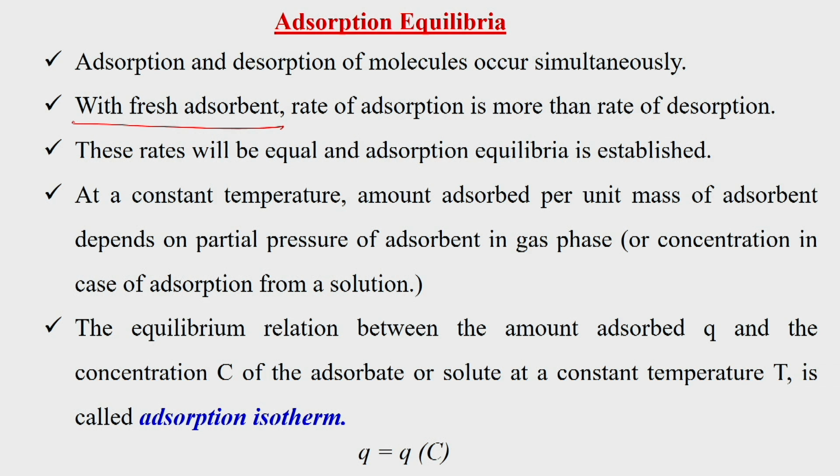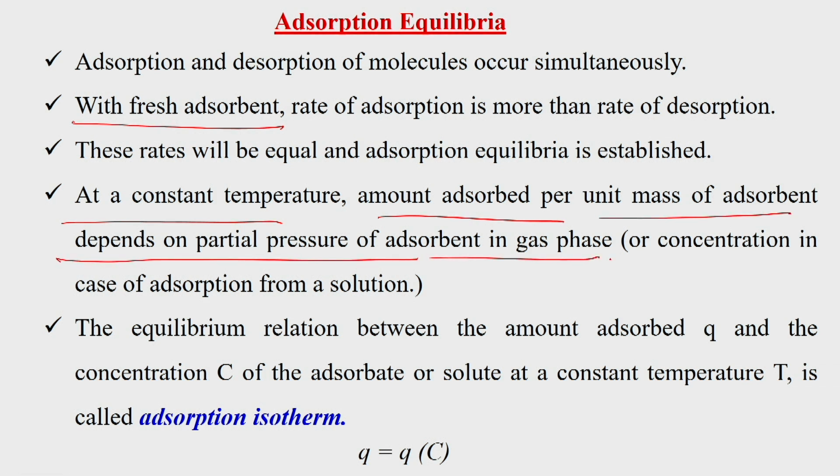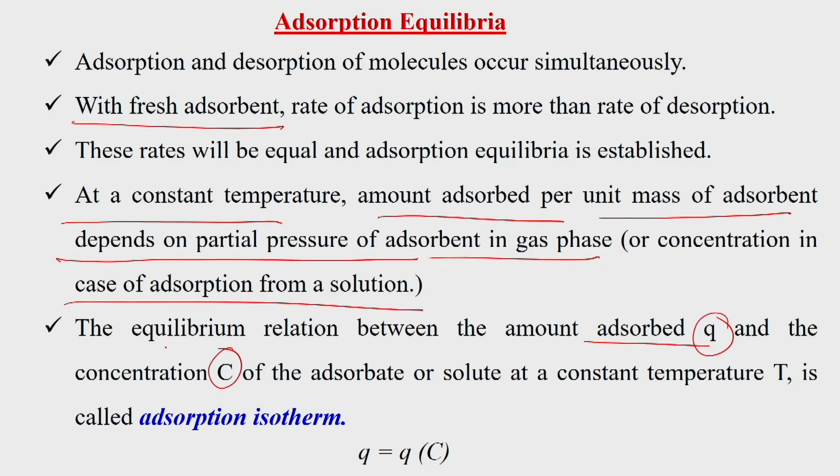At a constant temperature, the amount adsorbed per unit mass of the adsorbent depends on the partial pressure of the adsorbate in the gas phase, or the concentration in the case of a solution. So, the equilibrium relation between the amount adsorbed Q and the concentration C of the adsorbate or solute at a constant temperature T is called the adsorption isotherm.